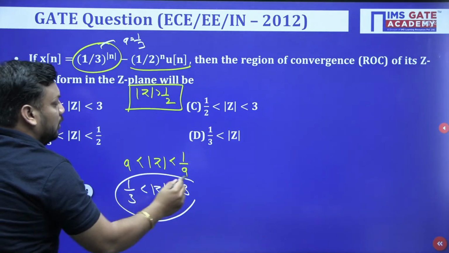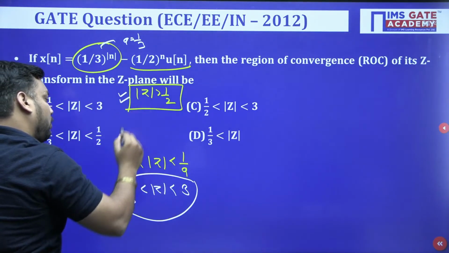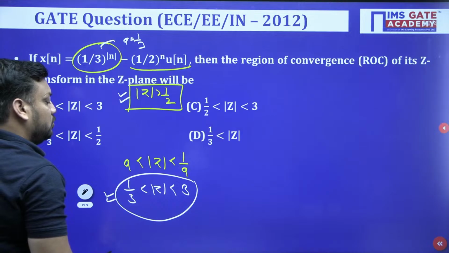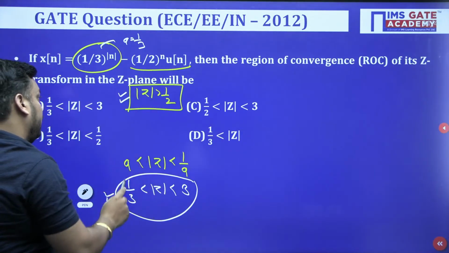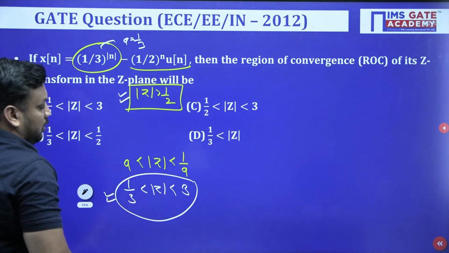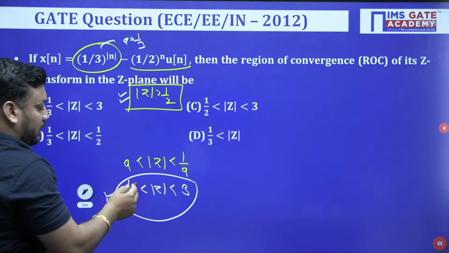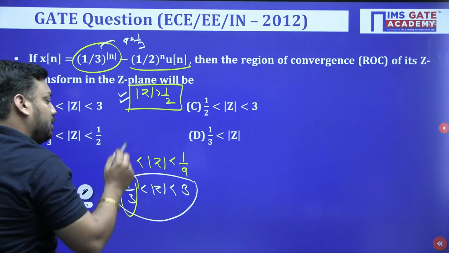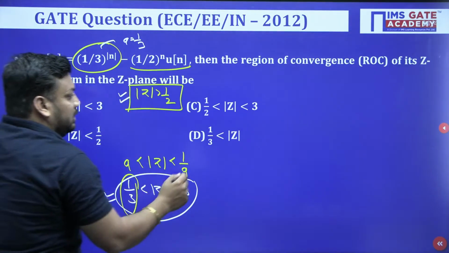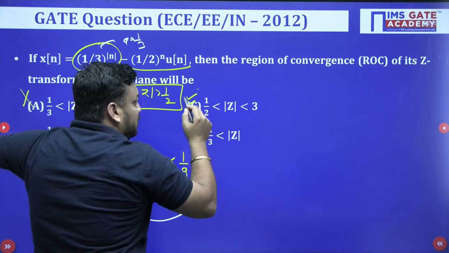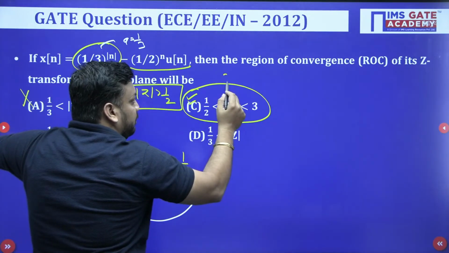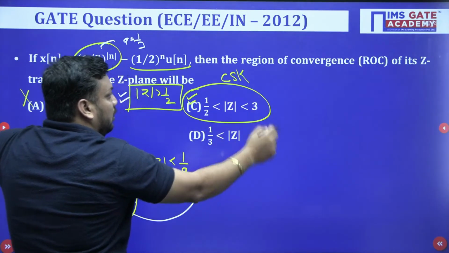It means you have to check this box and this box. So mod of z is greater than half or greater than 1 by 3. It means option A is wrong, beta. Because if it is greater than 1 by 3 or greater than half, then ultimately it should be greater than half and should be less than 3. So the correct answer is C, for Chennai Super Kings, CSK. Say it, correct answer CSK.